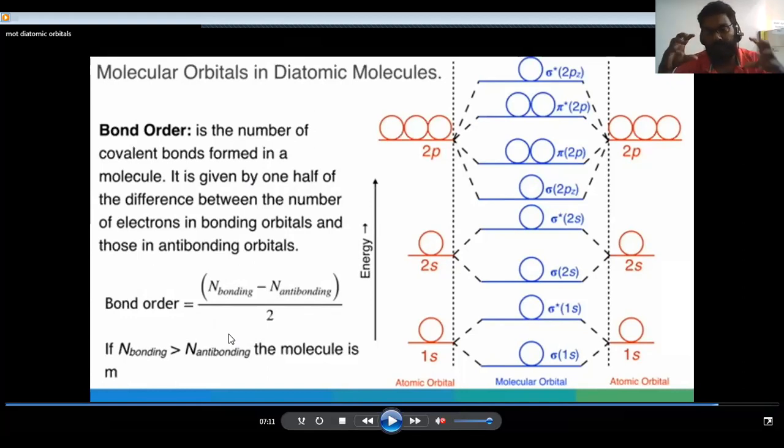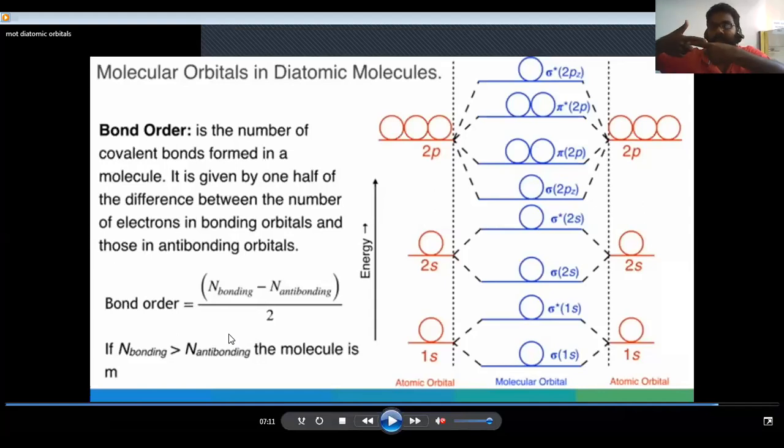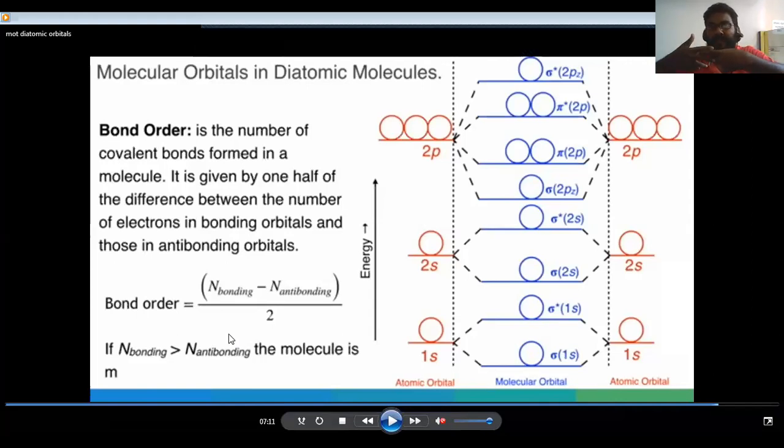That's very simple. Based on bond order, we calculate the bonds between the atoms: this is a single bond, this is a double bond, this is a triple bond. Very simple. Bond order is the number of bonding electrons minus the number of anti-bonding electrons, divided by 2.